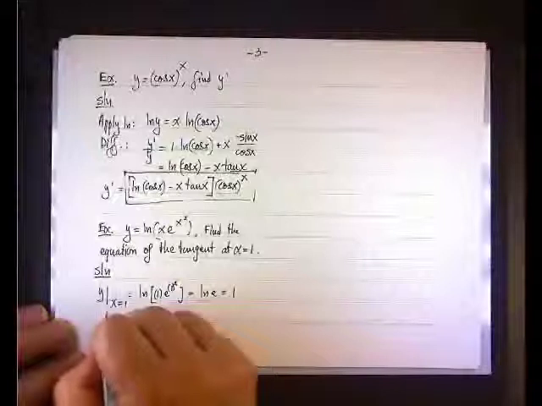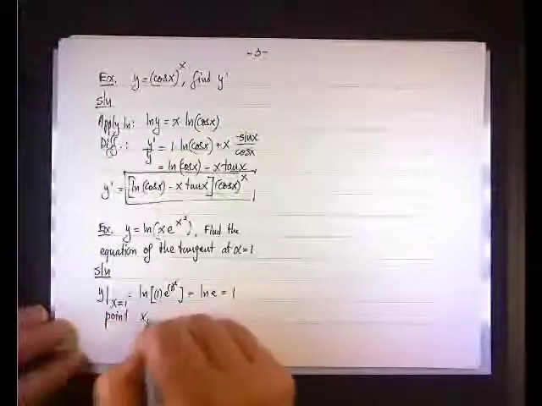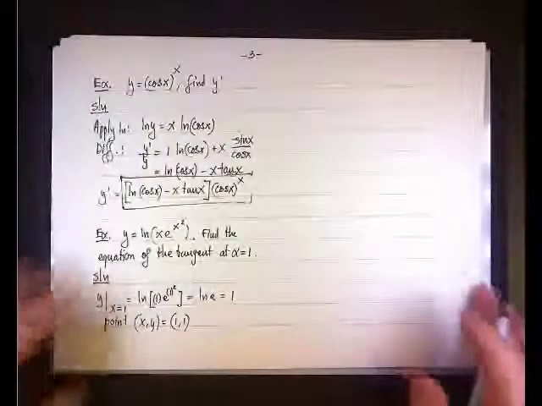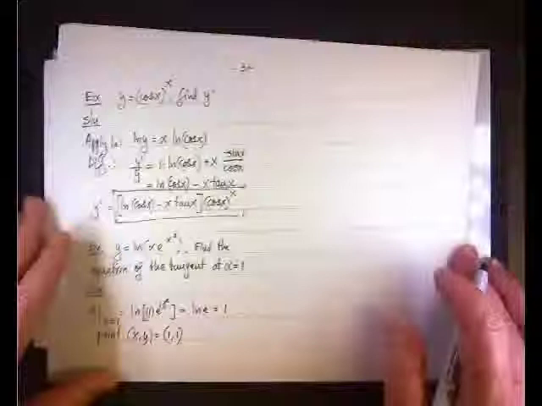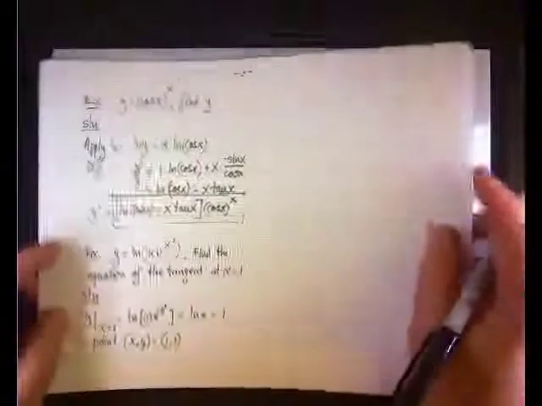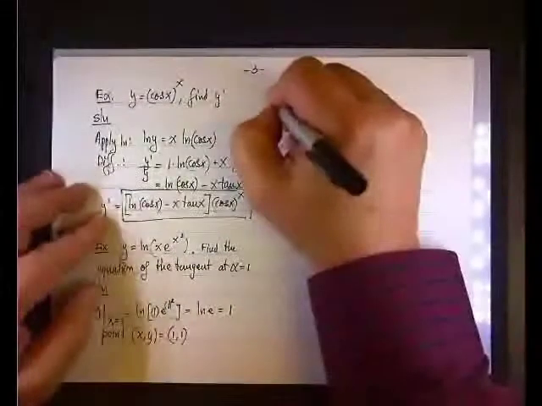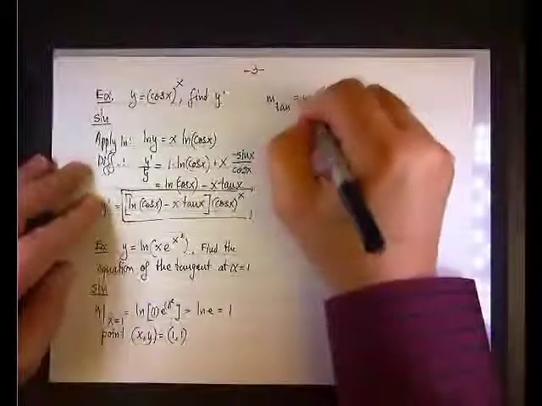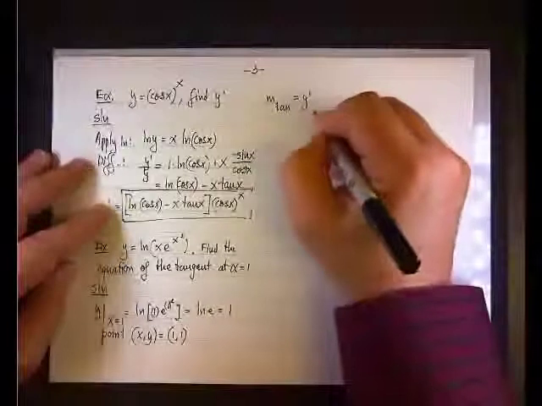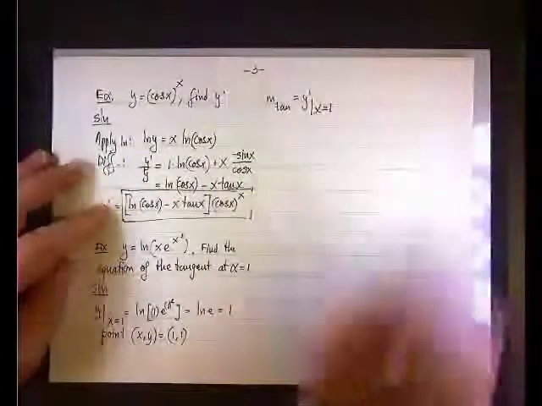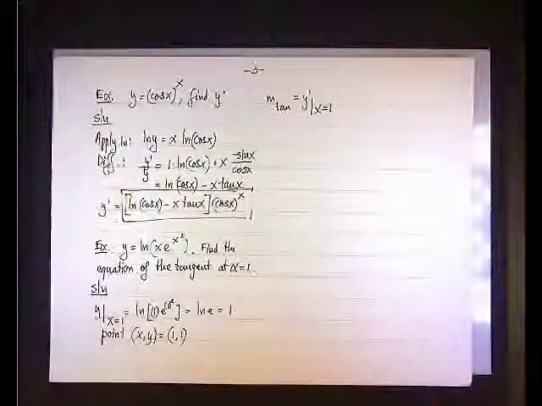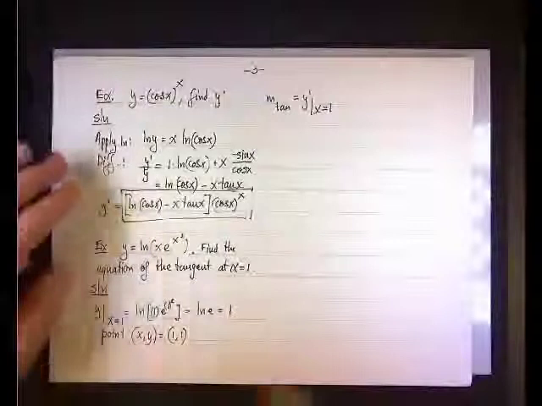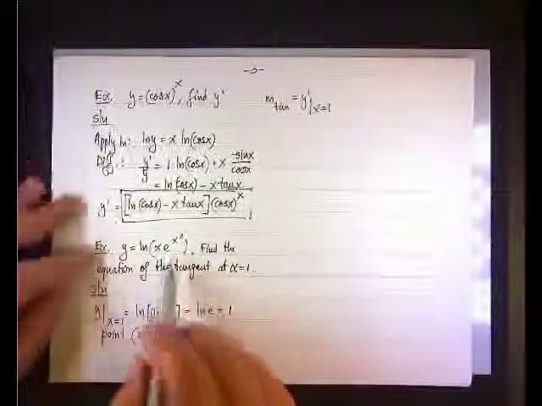So we need a point. The point is x, y equals 1, 1. Okay, so we took care of this business. The next thing is we need to find the tangent. Well, we know that the tangent, or the slope of the tangent, rather, is the derivative at this point. So the slope of the tangent will be y prime when x equals 1. Okay, so now we need to find the derivative of this function right there.